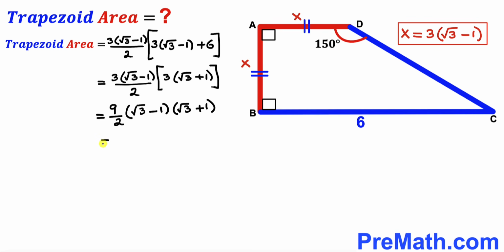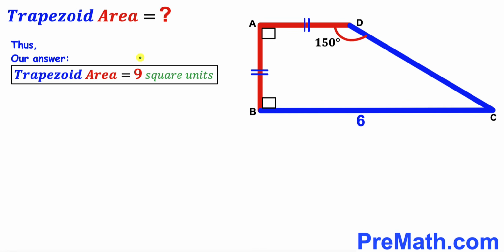So therefore we end up with 9 divided by 2 times 2, and that is going to give us simply 9 square units, the area of this trapezoid ABCD. So thus after all the calculations and manipulations, the area of this trapezoid turns out to be 9 square units. In other words, the area of this trapezoid is going to be 9 square units. And that's our final answer.